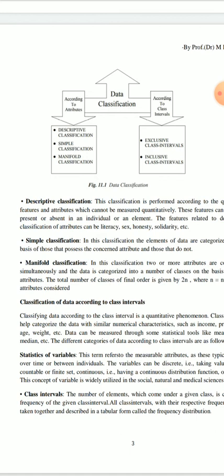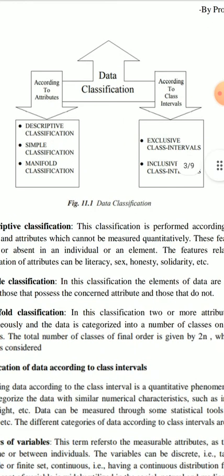So, I will discuss today the classification of data according to attribute. According to attribute, data can be classified in three ways. First is descriptive classification, second is simple classification, and third is manifold classification. These are the three types of classification based on the attribute.